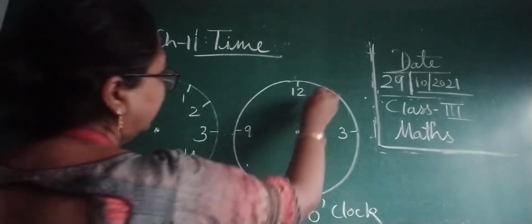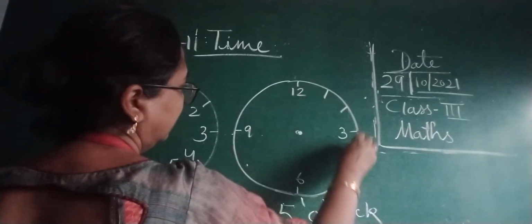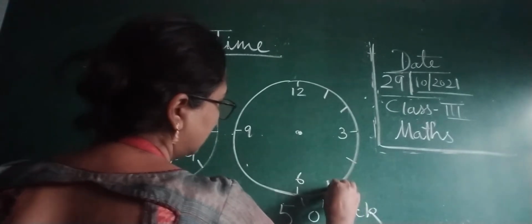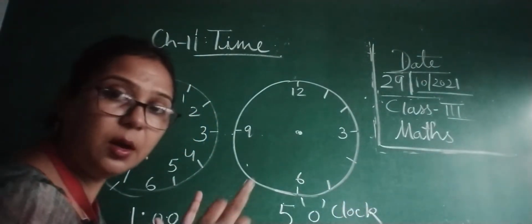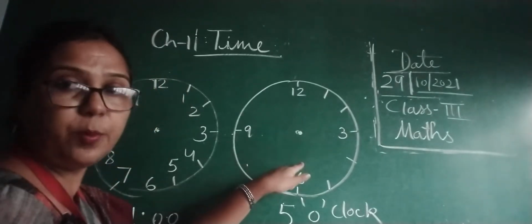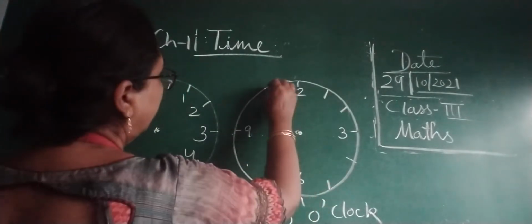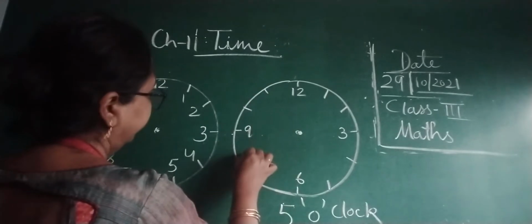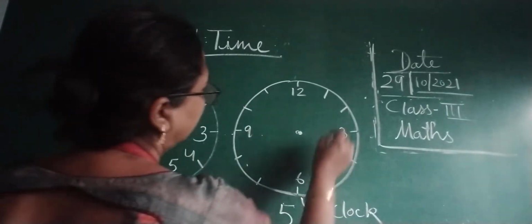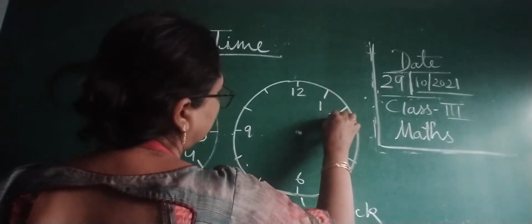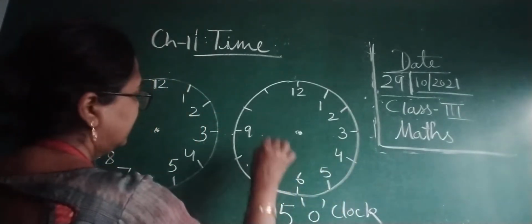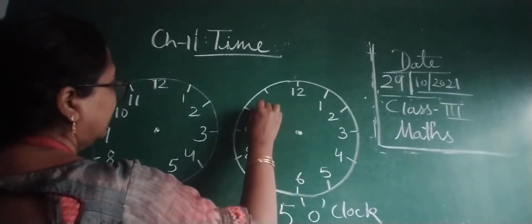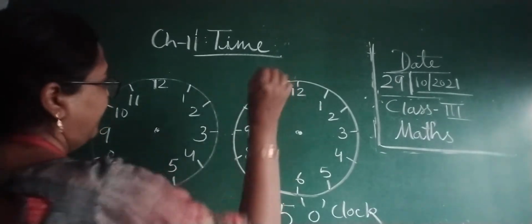Now here children, it is also quite simple. Draw a circle or a square. You can draw a clock. You just take a center point and start drawing the numbers. This is 1, 2, 4, 5, 7, 8, 10 and 11.